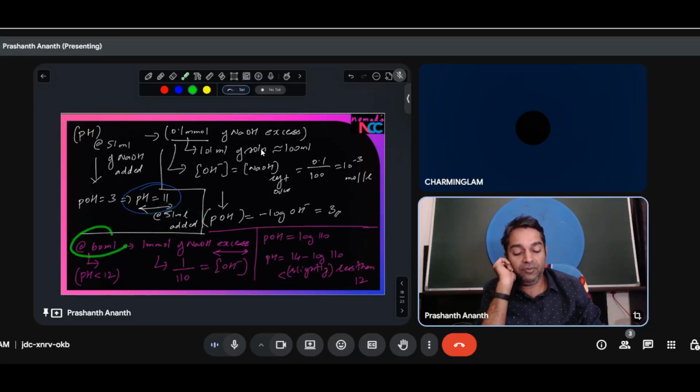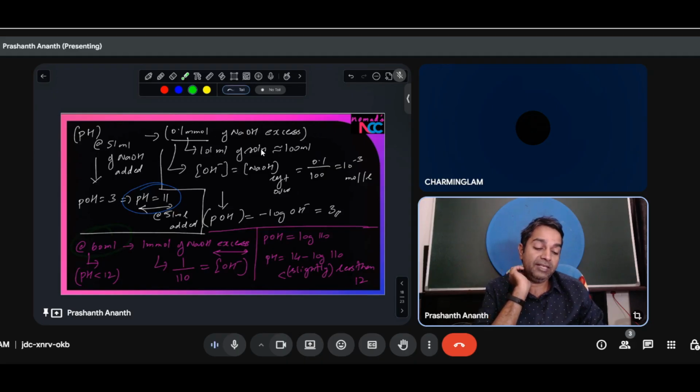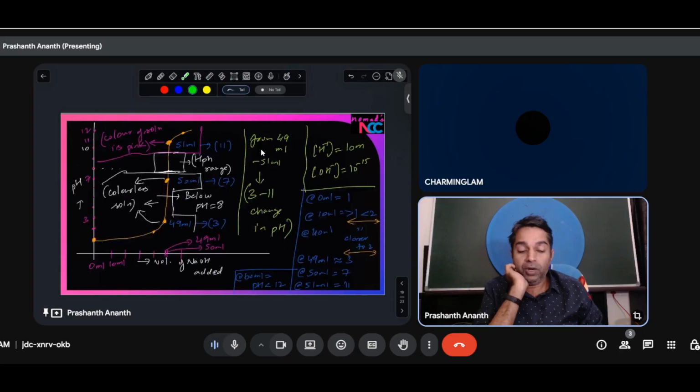At 60 ml, we end up having a similar case here. We end up having pOH being slightly less than 12. This is basically our calculation over here, which I have shown you in this particular case. So it's 1 by 110, so pH is going to be equal to 14 minus log 110.